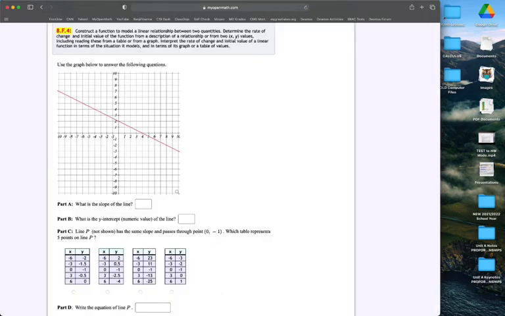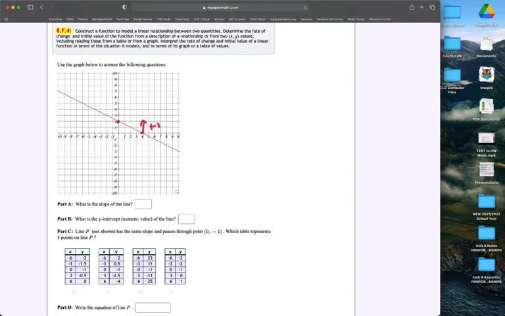Continuing with standard 8.F.4, where we are trying to construct a function to model a linear relationship between two quantities. In this particular problem, we're given a graph, and then we're asked to complete 4 parts to that graph. So if we look at part A, it says, what is the slope of this line? Well, we'll need to find 2 perfect ordered pairs. So I'll pick a point right there at the y-intercept. It looks like we have another good one right there.